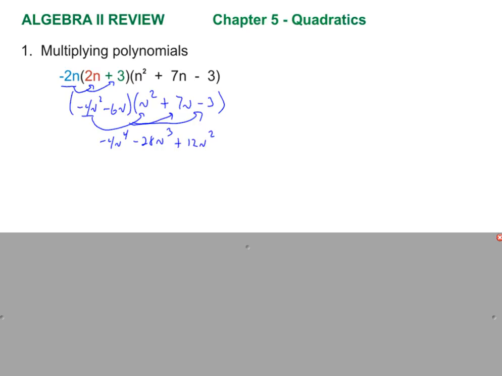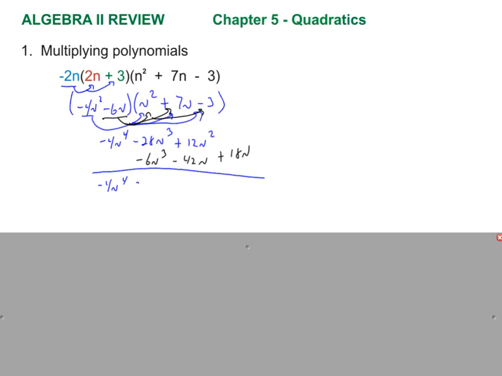I'll do the back distribution of the negative 6n in black here. Negative 6n times n squared, negative 6n cubed. Notice I'm lining up my terms. Negative 6n times a positive 7n is a negative 42n squared. And finally, negative 6n times a negative 3 is a positive 18n. Last thing I want to do is combine like terms because of the way I've arranged them. I'm ready to add them up.